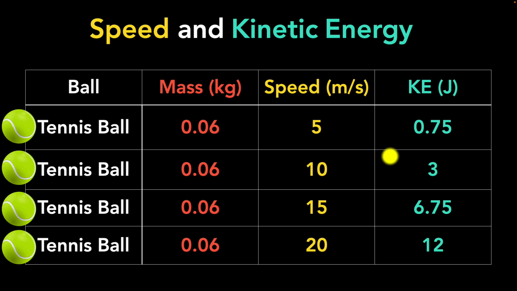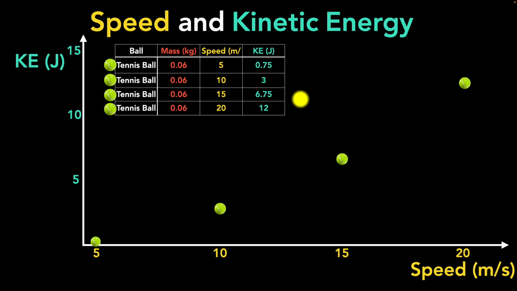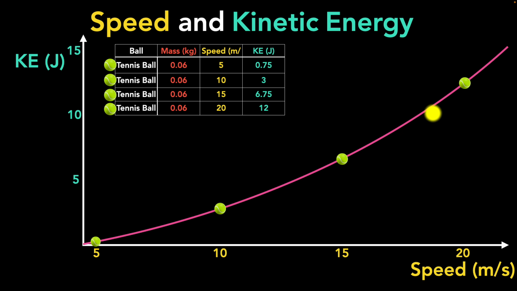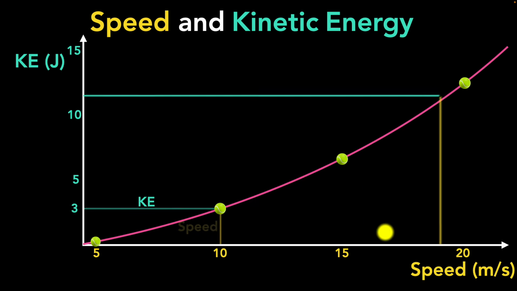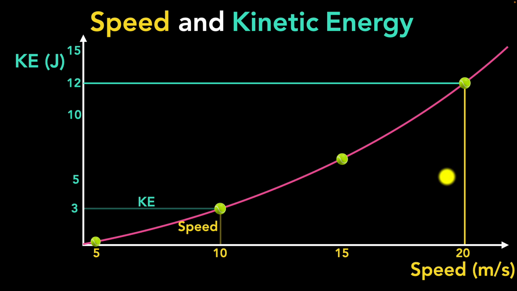So again, let's plot a graph. This time we'll plot a graph of kinetic energy versus speed. And when you do that, what do you get? Ooh, do you notice it's no longer in a straight line? In fact, you get some kind of a curve. What does this mean? Let's analyze. If you consider the kinetic energy when the speed is at 10 meters per second, it happens to be 3 joules. Now, what happens when the speed is 20 meters per second? We get the kinetic energy to be 12.